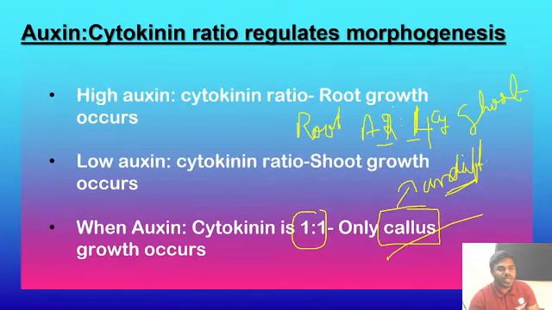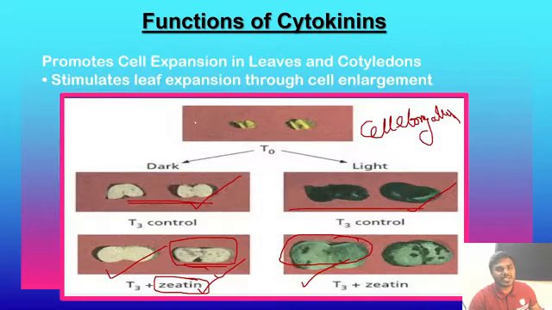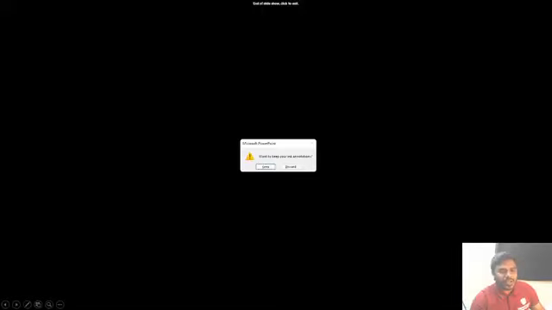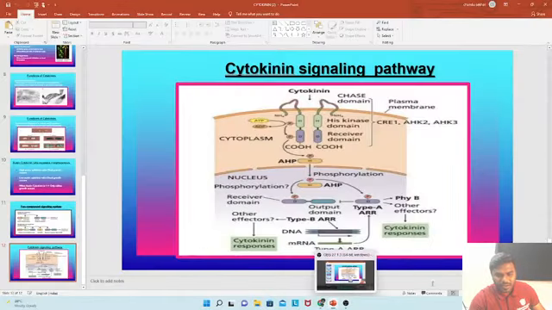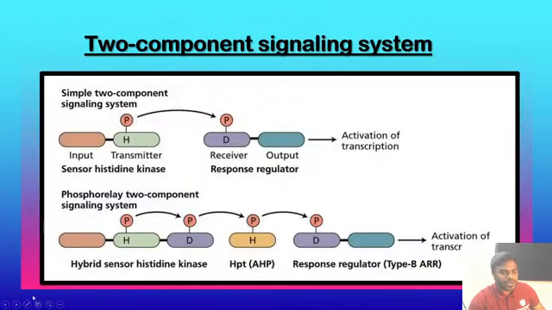I also said to you, cytokinin plays a key role in morphogenesis, that is the development of shoot growth majorly. And not only that, cytokinin converts the etioplast to the chloroplast by stimulating the synthesis of chlorophyll. At the same time, it is also involved in leaf expansion and cotyledon expansion. That's all. These are all the functions. If you are not getting a question from the function, from where will we get the question, friends? Undoubtedly, we are going to get the questions from the signaling.